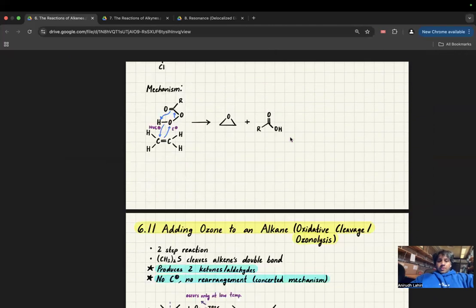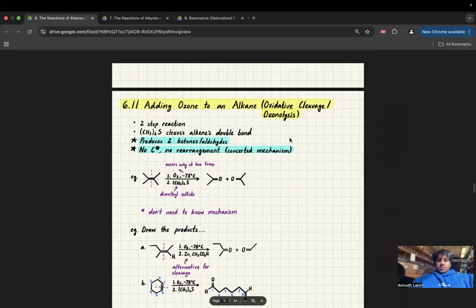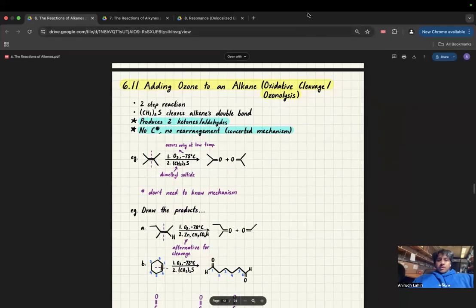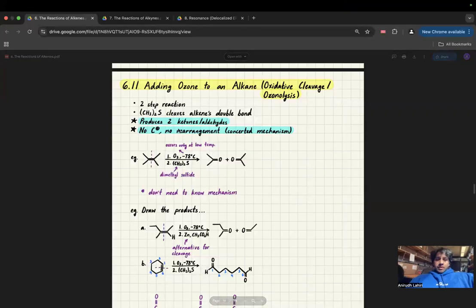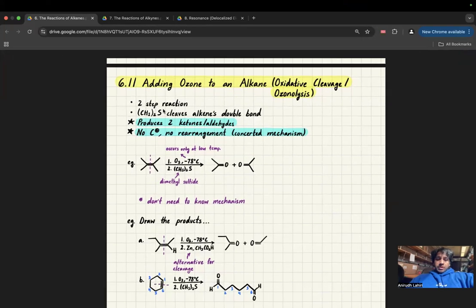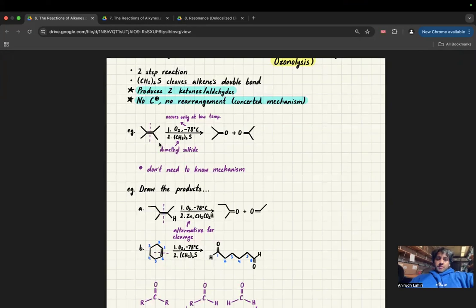Okay, cool. Adding ozone to an alkene: oxidative cleavage, slash ozonolysis. So ozonolysis is another thing that you're not really on the hook for the mechanism of. It's a two-step reaction mechanism. We have this reagent, CH3 2S, which cleaves alkene double bonds. We produce two ketones slash aldehydes. No carbocation, no rearrangement. Okay. Again, you don't need to know this mechanism.